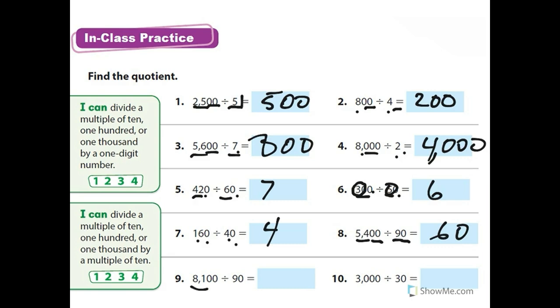All right, 81 divided by 9 is 9. 2 zeros minus 1 zero, 1 zero. 3 divided by 3 is 1. 3 zeros minus 1 zero, 2 zeros.